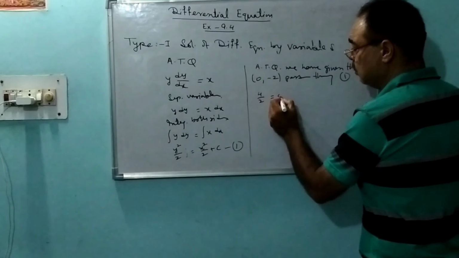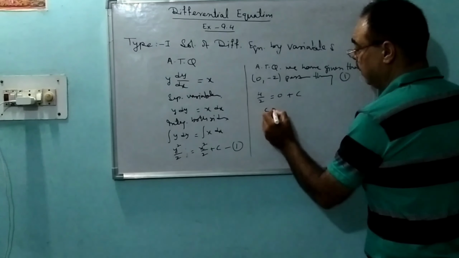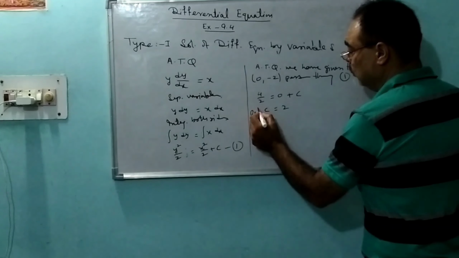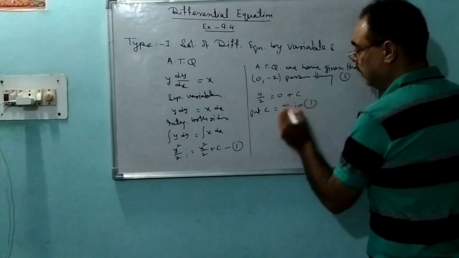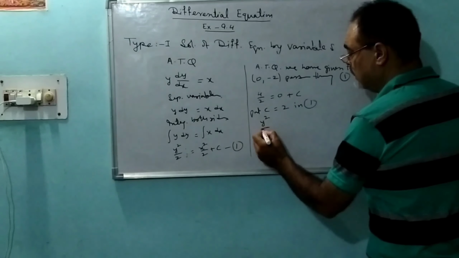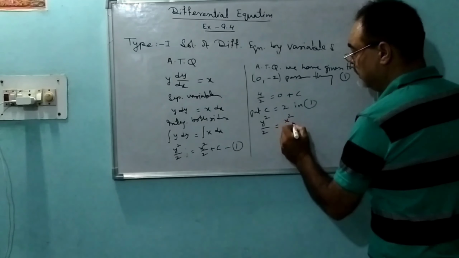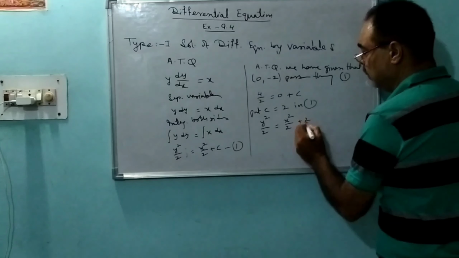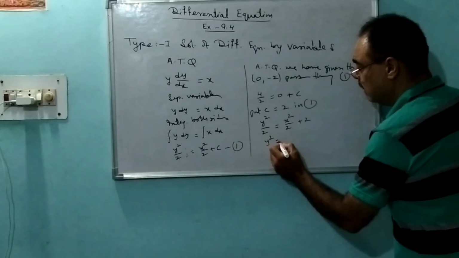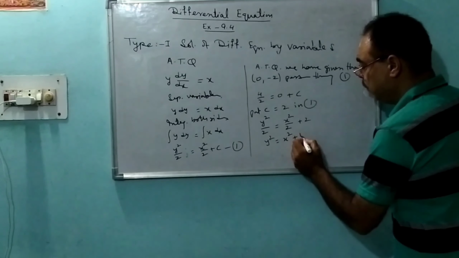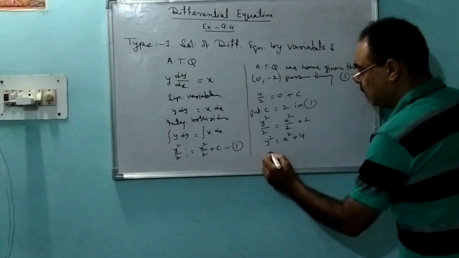4/2 is equal to 0 plus c. So c becomes 2. Put this value in 1. It becomes y square upon 2 is equal to x square upon 2 plus 2. So it becomes y square is equal to x square plus 4. So this is the required curve.